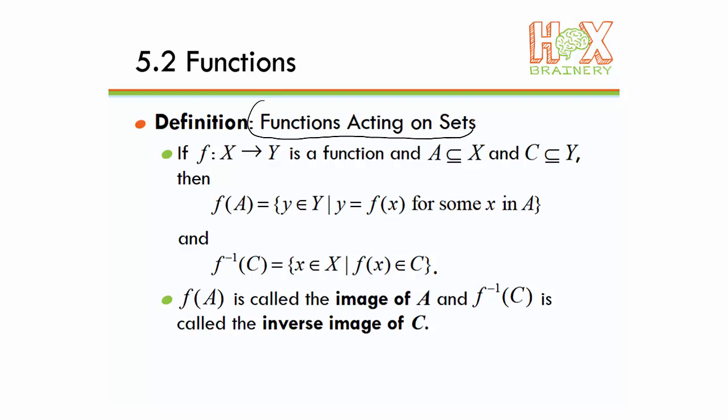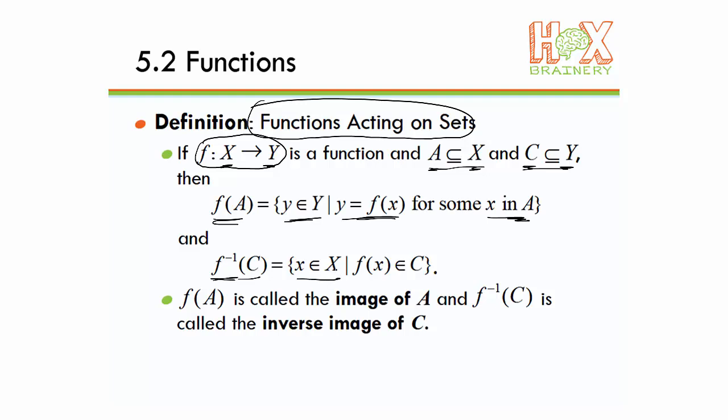Definition for functions acting on sets. So if F here maps elements from X to Y, if that's a function, and A is a subset of X and C is a subset of Y, then F of A is going to be equal to the set of elements Y in set Y, such that Y is equal to F of X for some X in set A. And then this is going to be your inverse function of C. It's going to be equal to your elements X in set X, such that F of X is an element of set C. F of A is called the image of A, and F inverse C is called the inverse image of C.